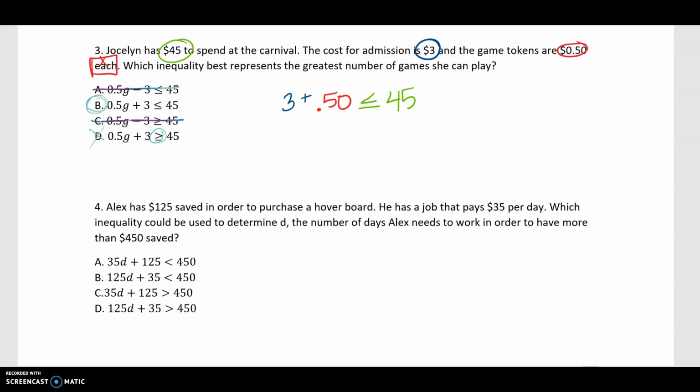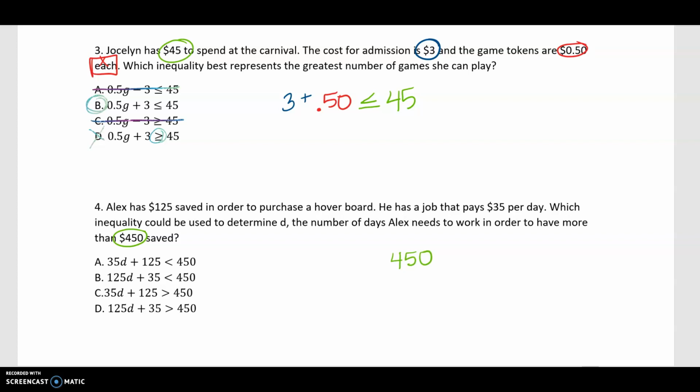Okay, number 4 says Alex saved $125, he has $125 saved in order to purchase a hoverboard. He has a job that pays $35 per day. Which inequality can be used to determine D, the number of days he needs to work in order to have saved $450? All right, so our total is $450. So we need $450.